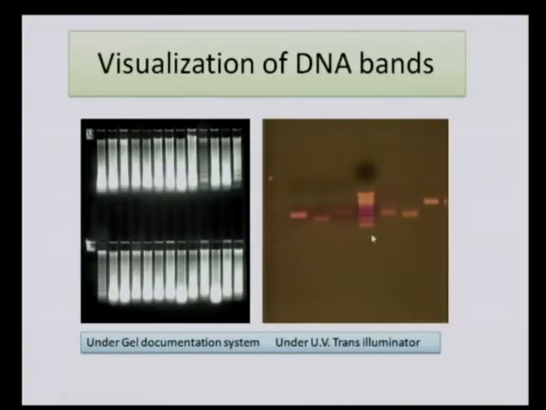Here we put the gel on the UV transilluminator and close the lid, and once you turn on the UV light, the gel bands will appear in a bright orange color. These bright bands indicate the presence of the DNA inside the sample.